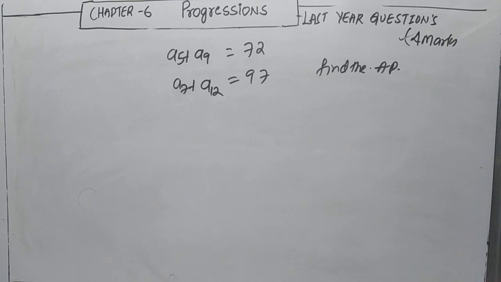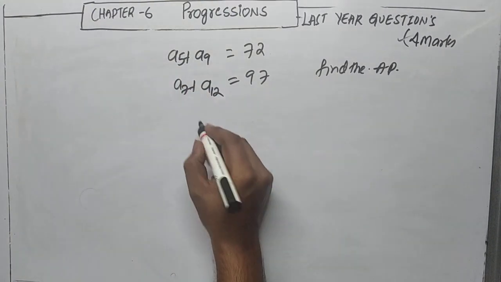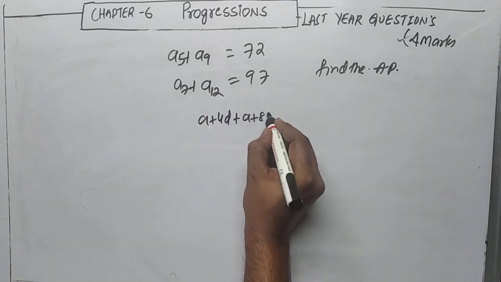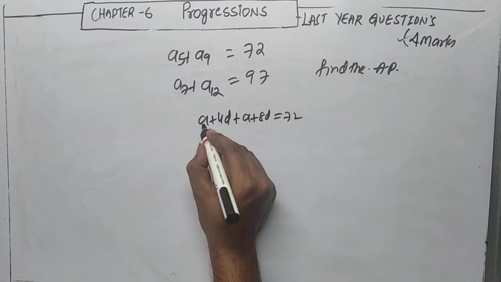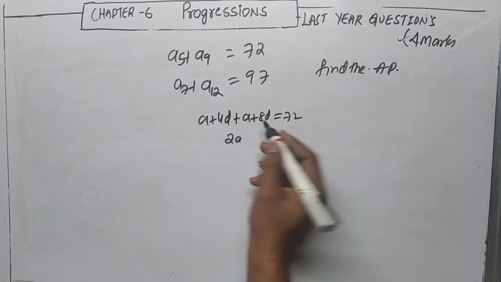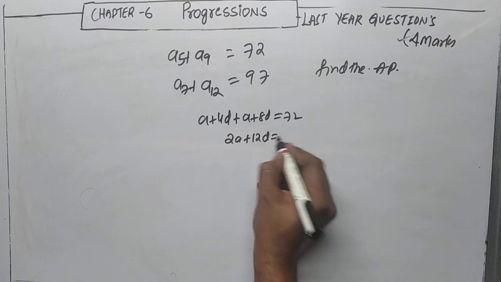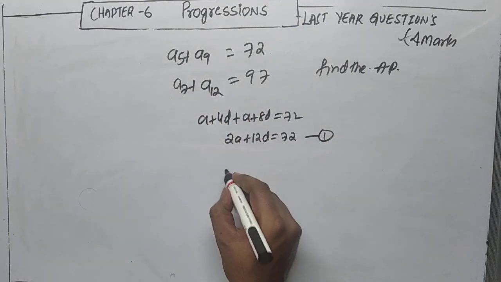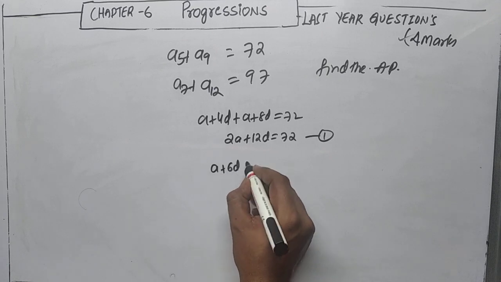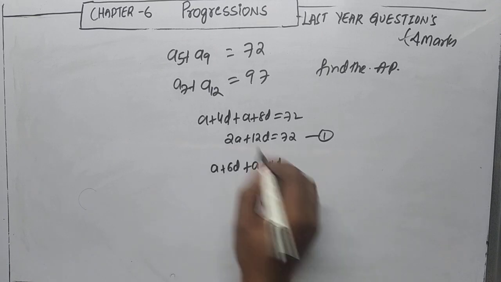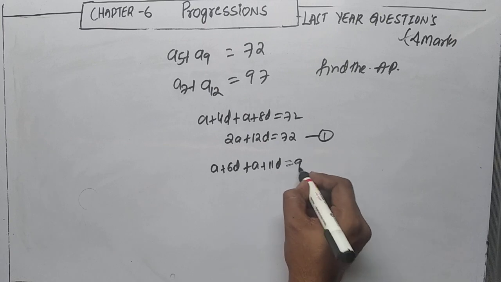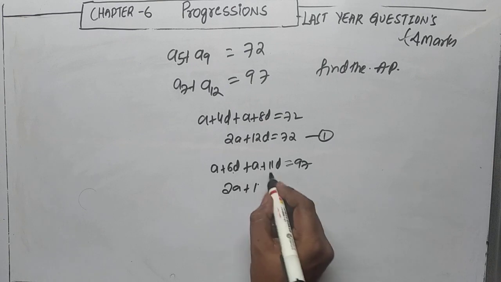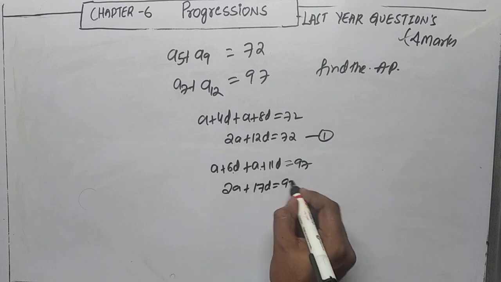So what you need to do is just see, in the place of A5 we can write a plus 4d. In the place of A9 we can write a plus 8d, which is 72. a plus a is 2a, 4d plus 8d is 12d, equal to 72. So we got an equation. From the second one we get a plus 6d plus a plus 11d, which is 97. So 2a, 6 plus 11 is 17d. So we got the second equation.